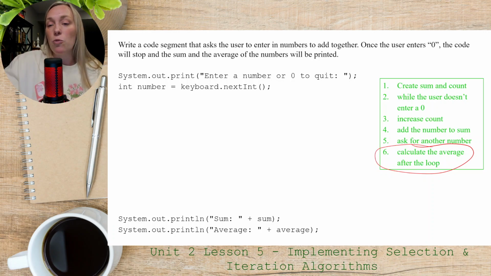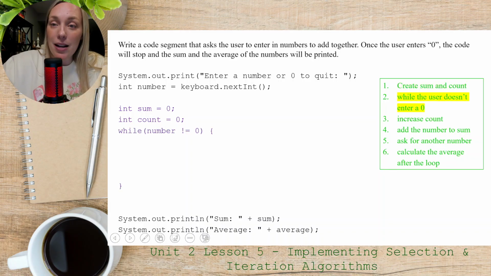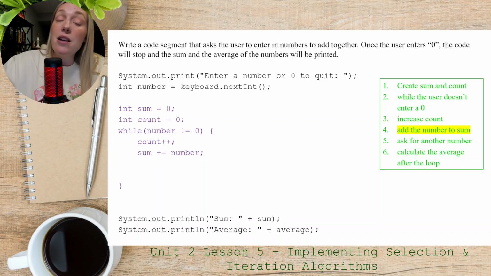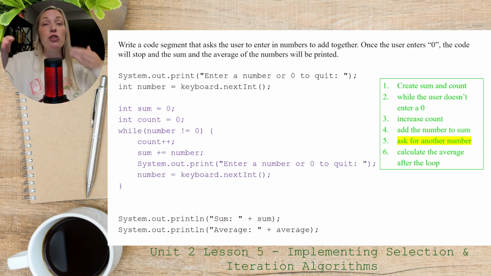Okay, so we're going to do steps 3 and 4 inside of the loop. And we're going to make sure that our logic works out there. So I create my sum and my count. Then while the number that the user enters is not equal to 0, I want to increase the count, add number to the sum, and I want to ask for another number. Okay, so I don't need an if statement in here. I'm just asking for the user to input numbers.